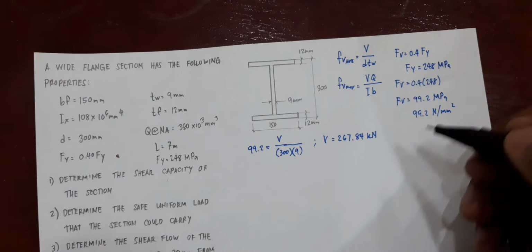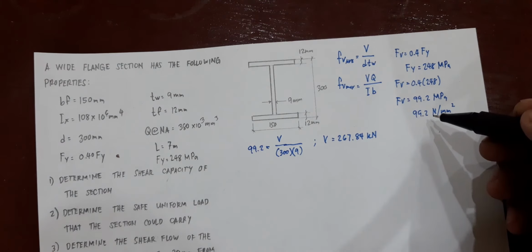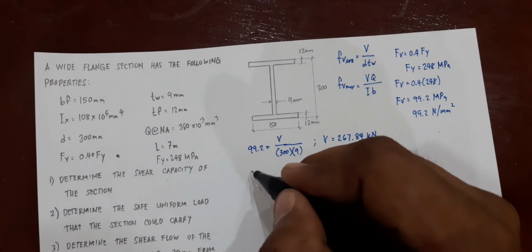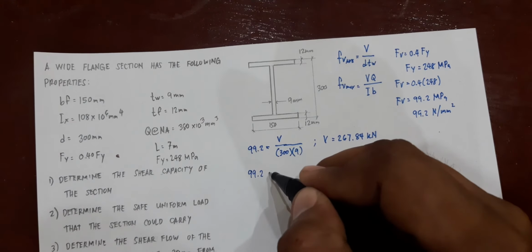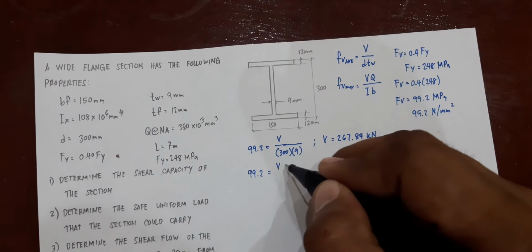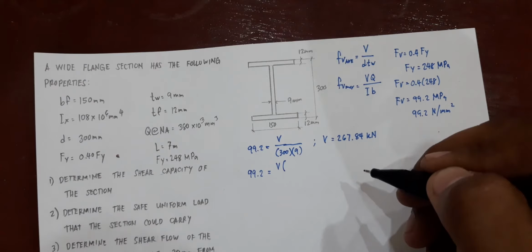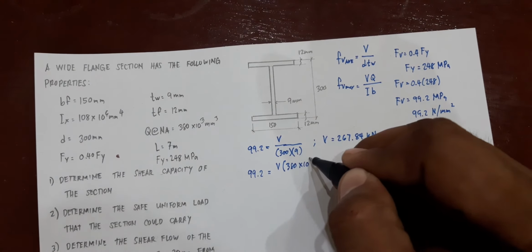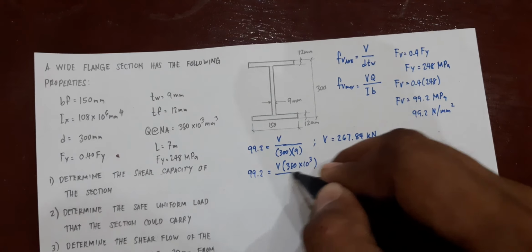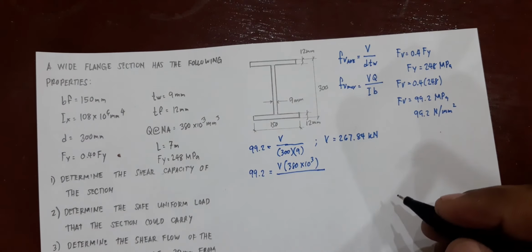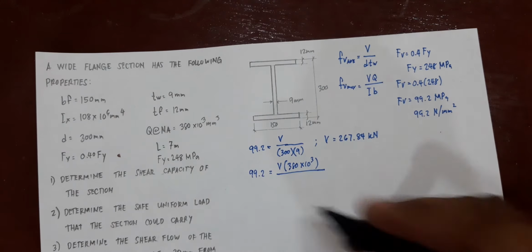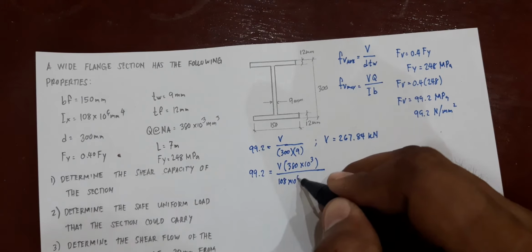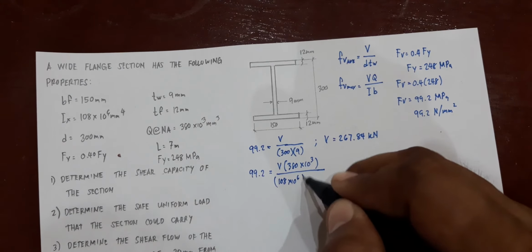Next is substituting your allowable shearing stress into this particular formula. You would have 99.2 equal to V times the moment of area with respect to the neutral axis, that is 380 times 10 raised to 3 mm cubed, divided by Ib. I for this particular section is 108 times 10 raised to the 6 mm to the 4th. Multiply that by b.